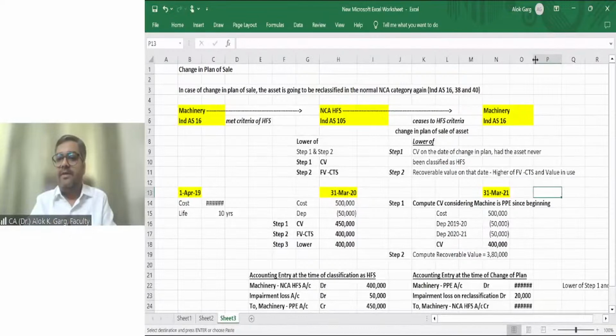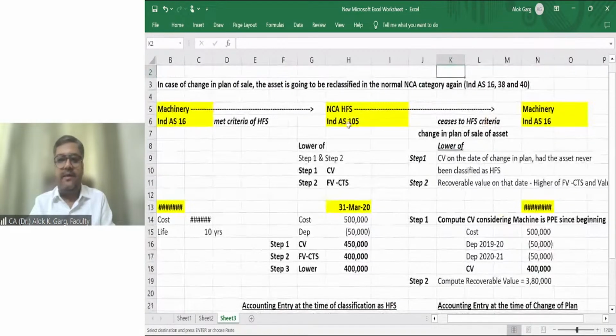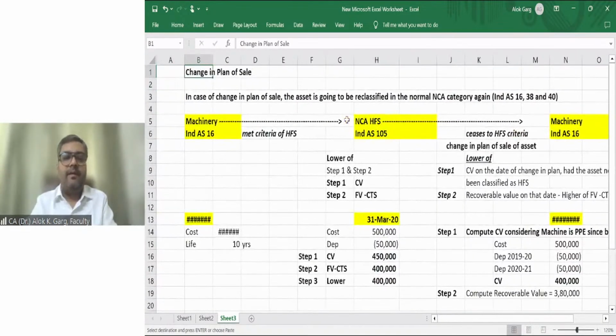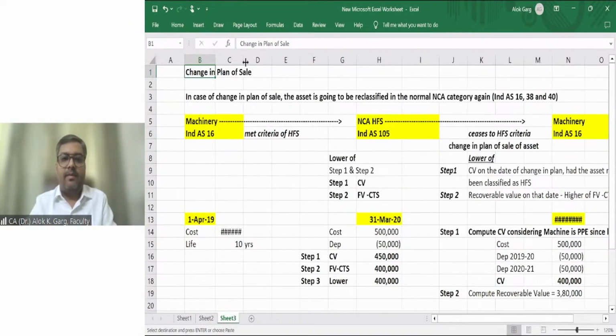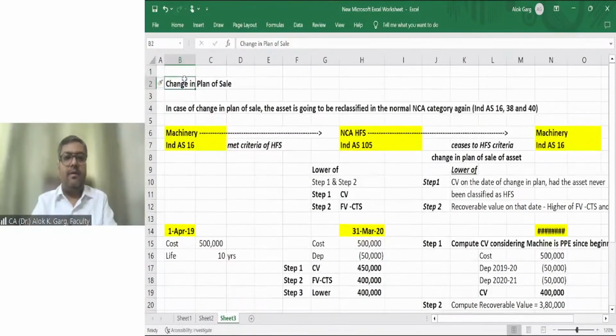So let me discuss the complete cycle of a non-current asset held for sale. Change in plan of sale. In case of change in plan of sale, the asset is going to be reclassified in the normal non-current asset category again, like in AS 16, 38, and 40: PPE, intangible asset, investment property, right? It has to be reclassified.